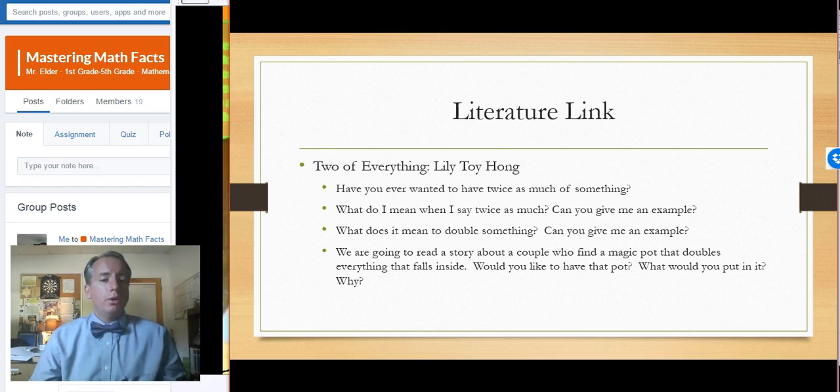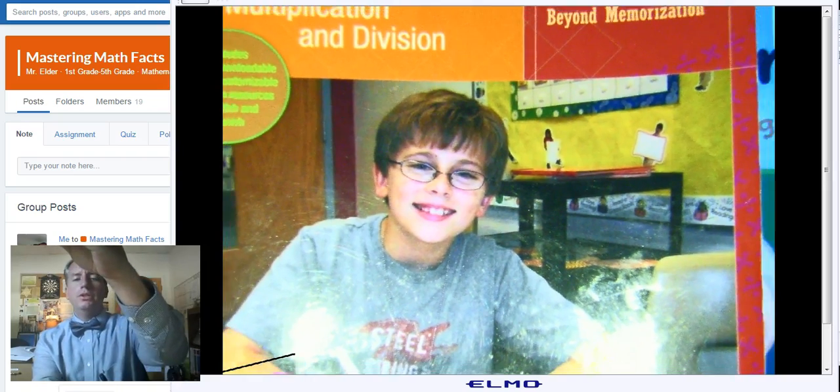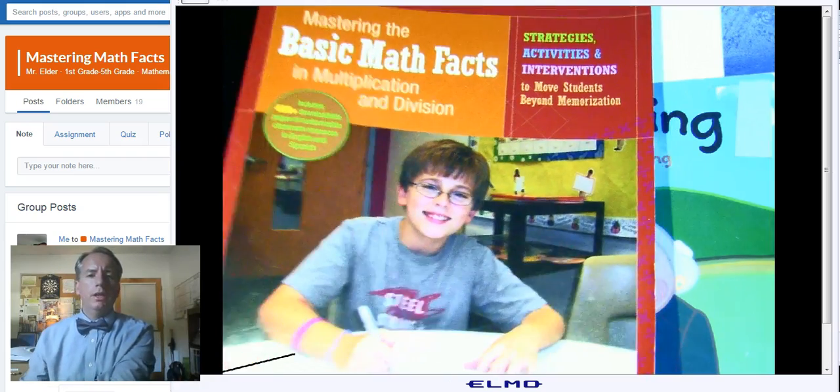In this story, we're going to read together now. We're looking at a couple who finds a magic pot, and the magic pot doubles everything that they have. As we read this, think about what some of the things you would want to put in the pot are. I know for me, there would be some dollar bills laying in there.